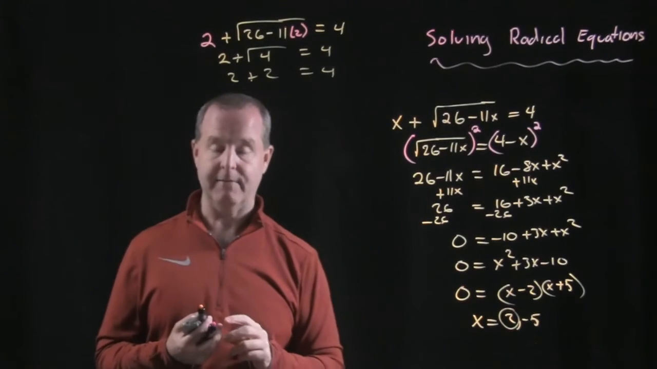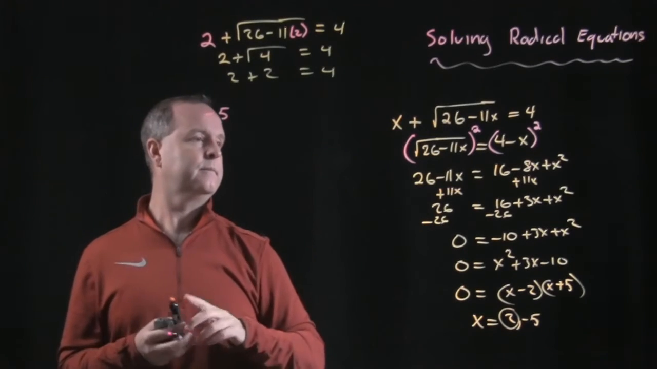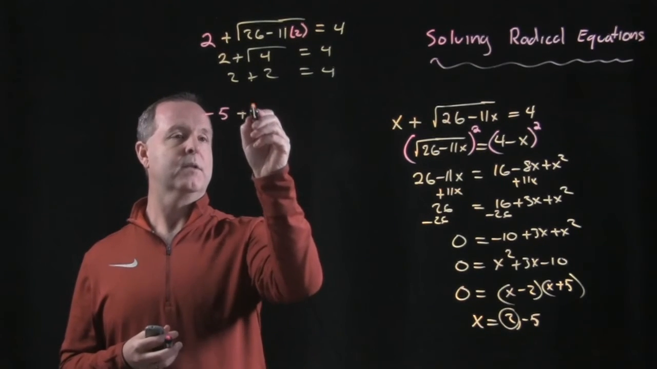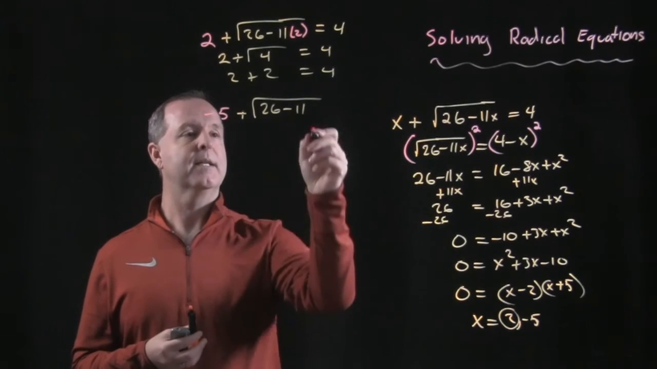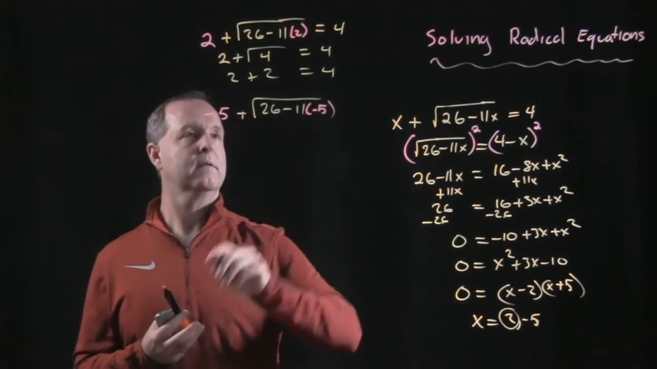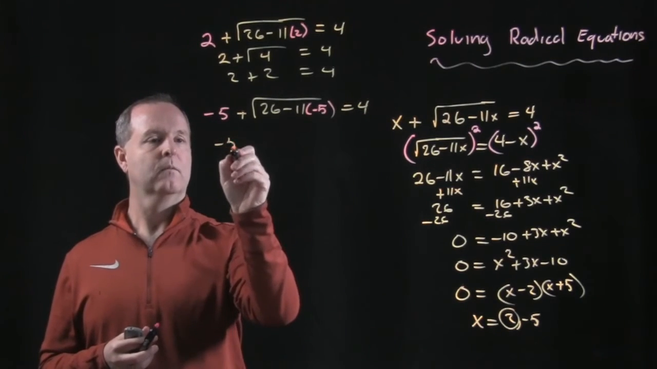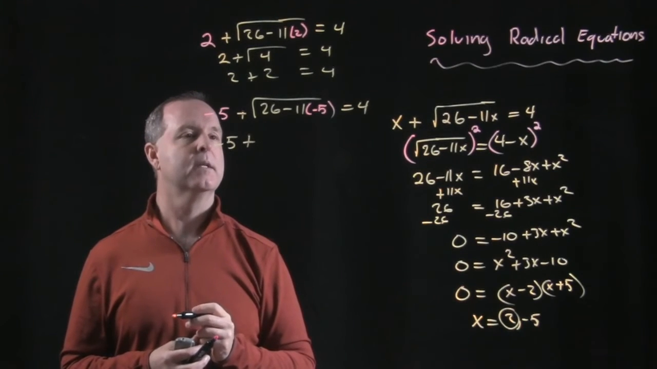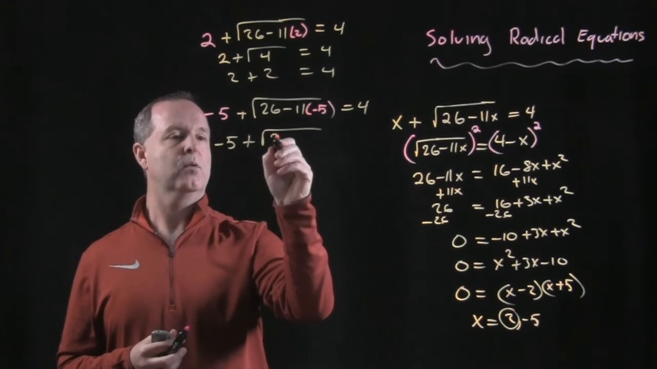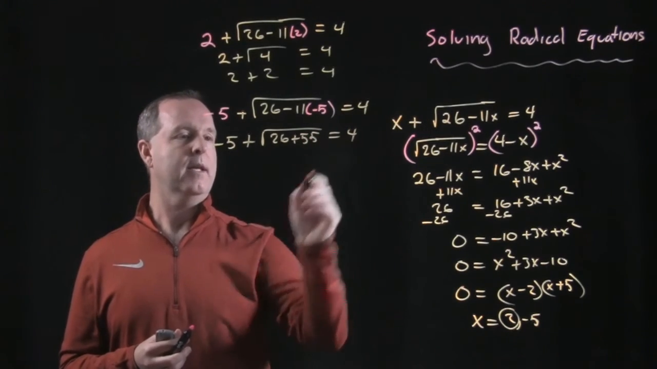Let's check negative 5 this time. So minus 5 plus root 26 minus 11 times negative 5. Does that all equal 4? Minus 5. What does that become, folks? I'm going to do another step. 26 plus 55 equals a 4.